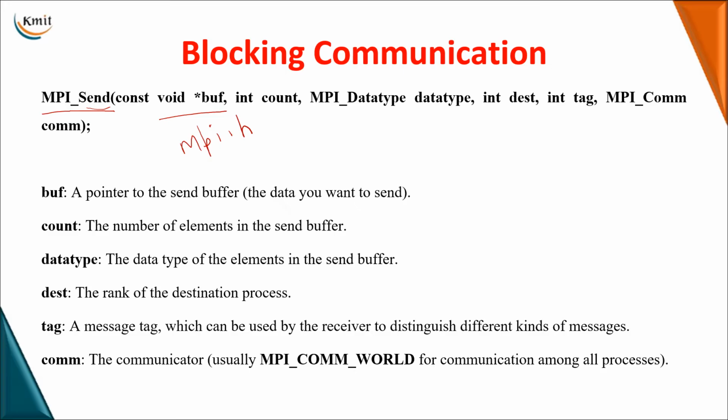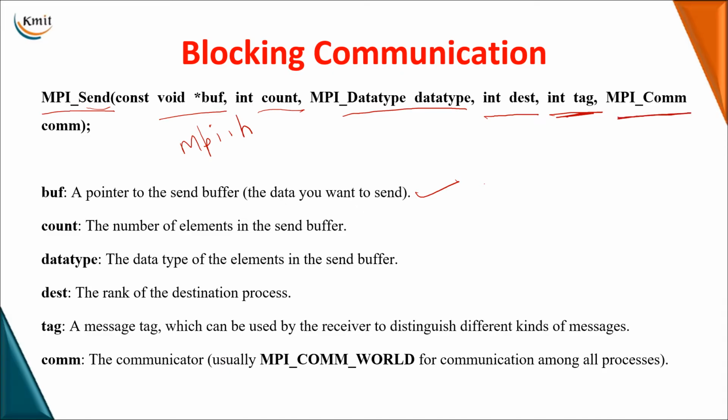So this buffer is a pointer to the buffer where your actual data that is to be sent is stored, and count is the number of elements you are sending in the send buffer, and the data type of each of the elements present in the buffer. And this is the rank of your destination. The tag is an integer value which indicates the ID of the message, and this is your communicator.